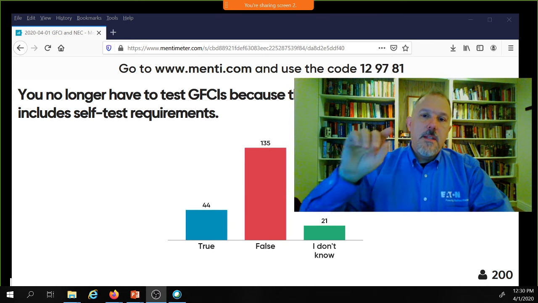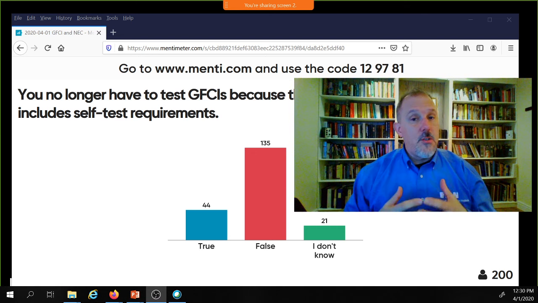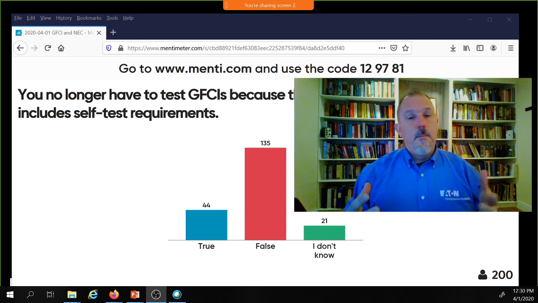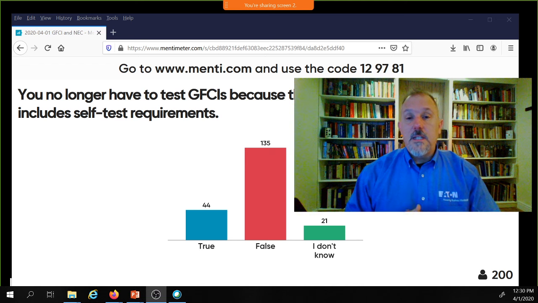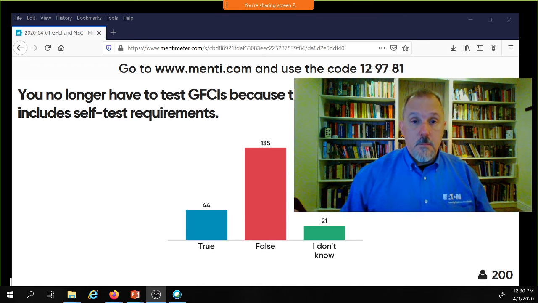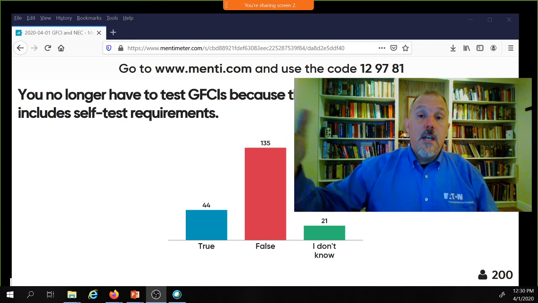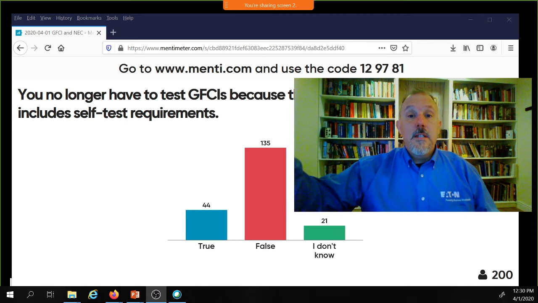We have a requirement to test on a monthly basis, and I know a lot of industrials out there have GFCIs in their plants, and that's one of the biggest questions I always get. Do I have to test monthly? Do you have anything that says I don't have to test monthly? You have to test. OSHA tells us we have to test monthly. The manufacturer's instructions tell you, because the standard wants it in there, to test monthly.